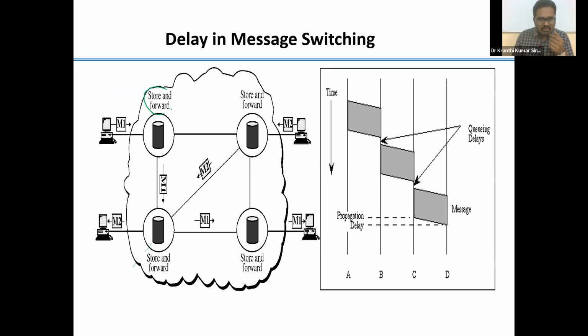For storing and forwarding, we need some delay. We store the entire message here and forward here. Again, store here, forward here. Store here, forward here, like this. So the time delay is this much: propagation delay and queuing delay.